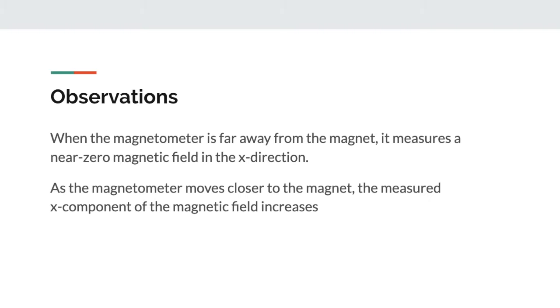From the observations, I noticed that when the magnetometer is far away from the magnet, it measures a near zero magnetic field in the x direction, and as the magnetometer moves closer to the magnet, the measured x component of the magnetic field increases.